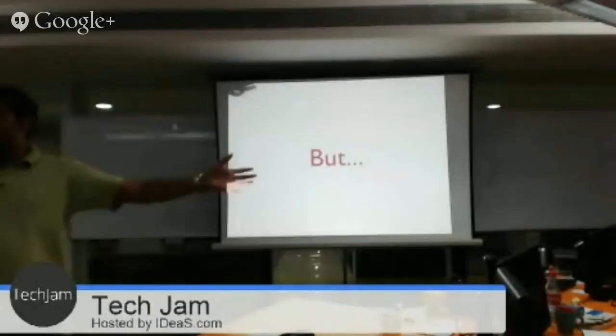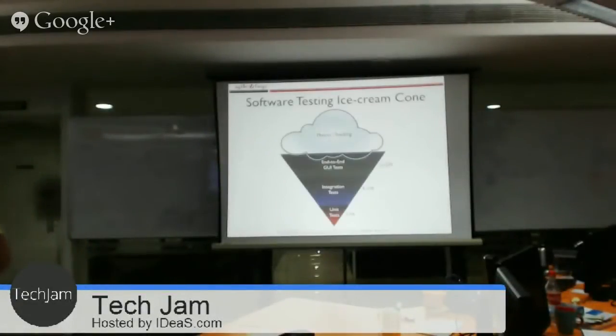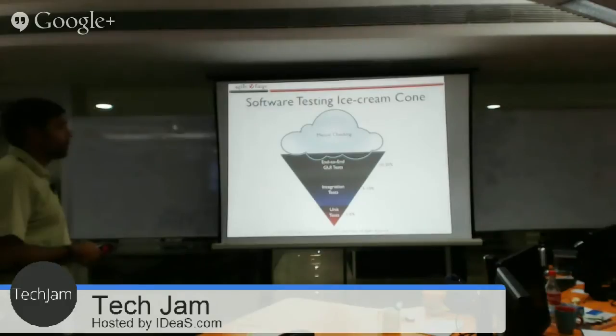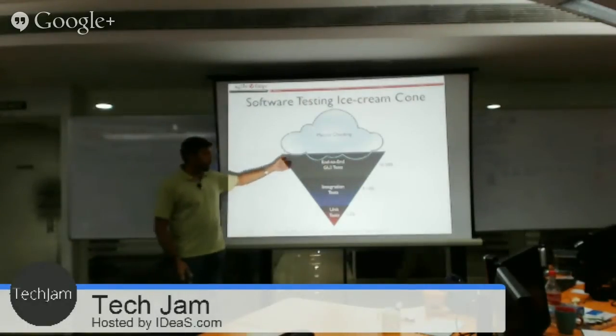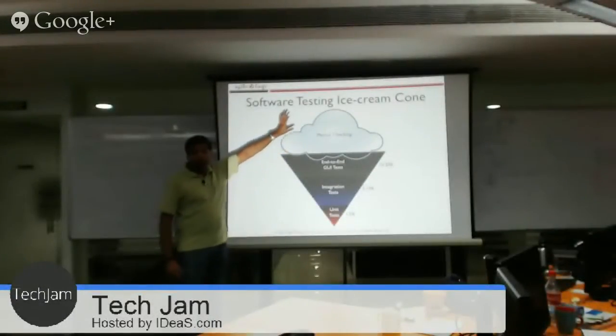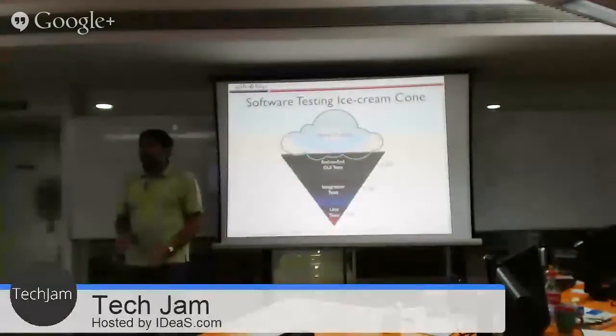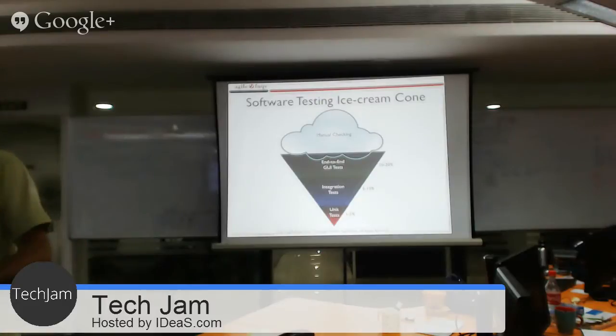So in the grand scheme of things, one thing that strikes me quite often is the software testing ice cream cone problem, where our testing strategy is structured so that we spend very little time on unit tests, and we tend to spend a lot of time on manual checking. Whenever you have that fairly large manual checking component, a developer will not be able to check in code and have it be available in production.